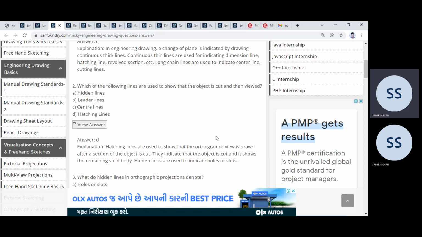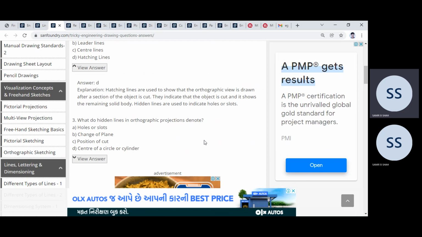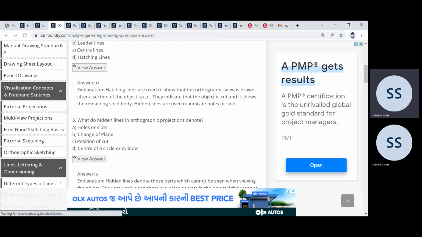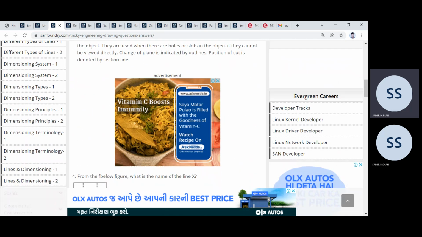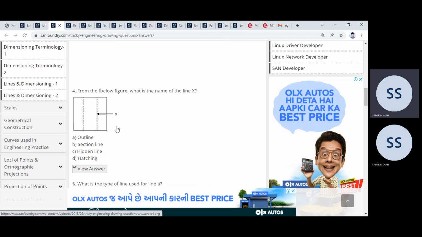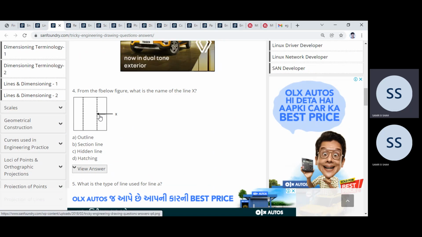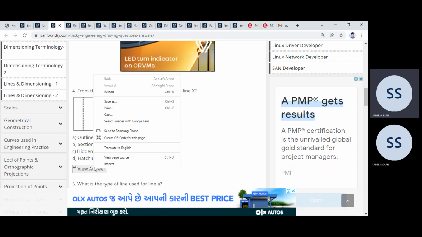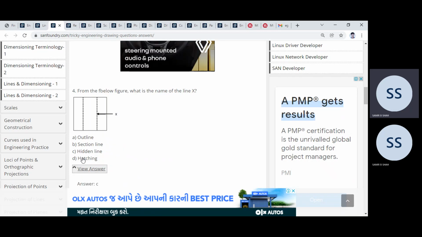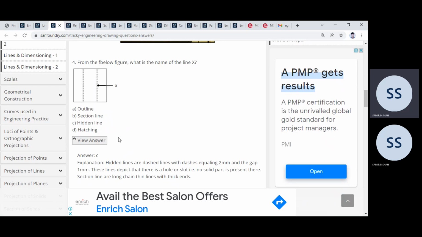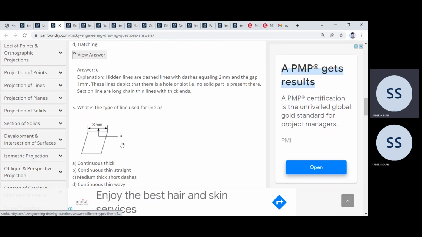What do hidden lines in orthographic projection denote? You have to remember that in orthographic projection, hidden portions like holes or slots are defined with the hidden line. From the figure below, what is the name of line X? As we know very well, it is indicated with the hidden line, which was already discussed in the previous question.